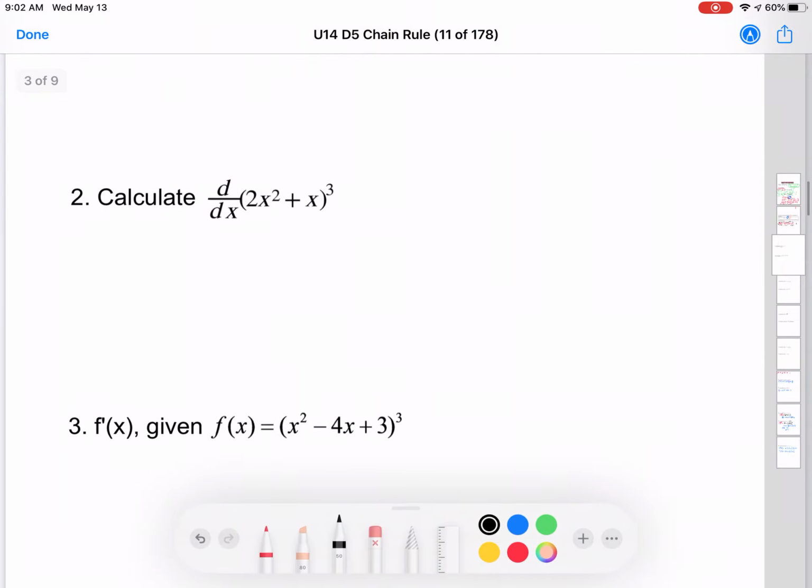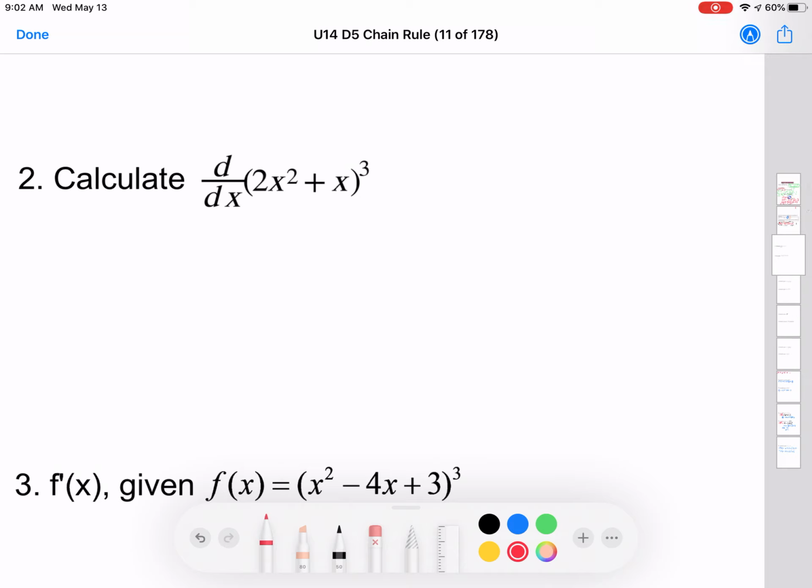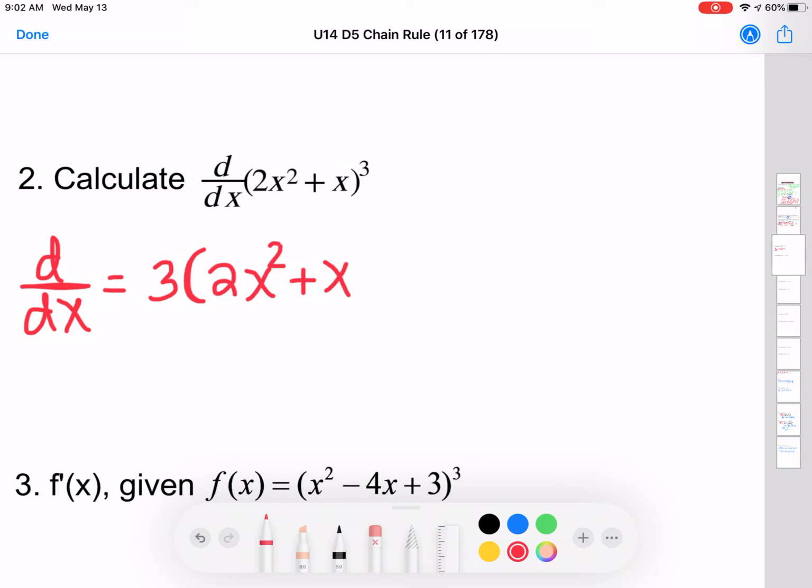Okay, let's try another one. Let's find the derivative of 2x squared plus x, all raised to the third. So we can see again, this is chain rule. So I'll take the derivative of the outside function first, which is 3 times 2x squared plus x, decrease the power by 1, just the power rule. But now I have to multiply by the derivative of the inside.